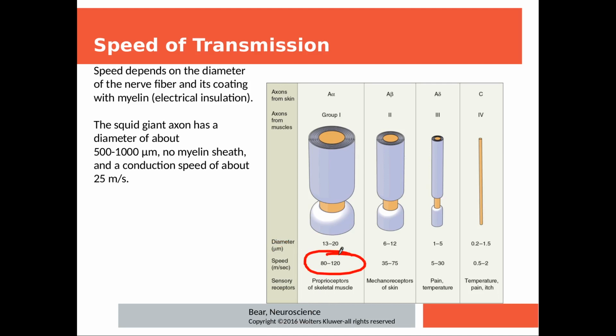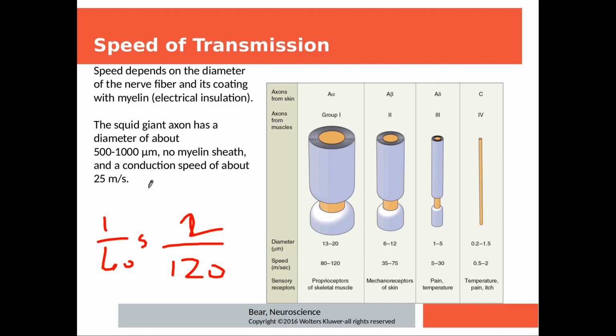So if I'm 2 meters tall, a very tall person, that will take, let's say 2 divided by 120, which is 1/60th of a second, or about 20 milliseconds to travel from my skin, from my feet to my head, right?